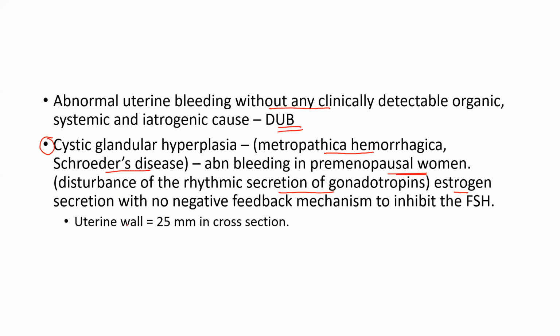Estrogen secretion will occur without any negative feedback mechanism to inhibit the FSH. With respect to this, I would like to say the hypothalamo-pituitary ovarian axis. We have a hypothalamus, then a pituitary gland, then an ovary, and finally an endometrium. Remember, from the hypothalamus, gonadotropin releasing hormones are secreted. This gonadotropin releasing hormone will act on the pituitary gland, and thus we have two hormones, FSH and LH.